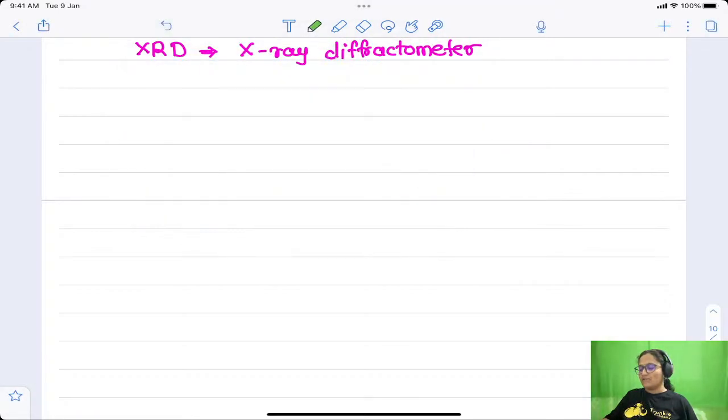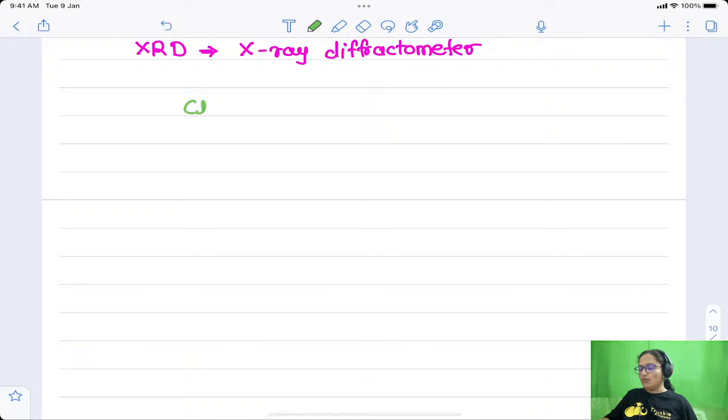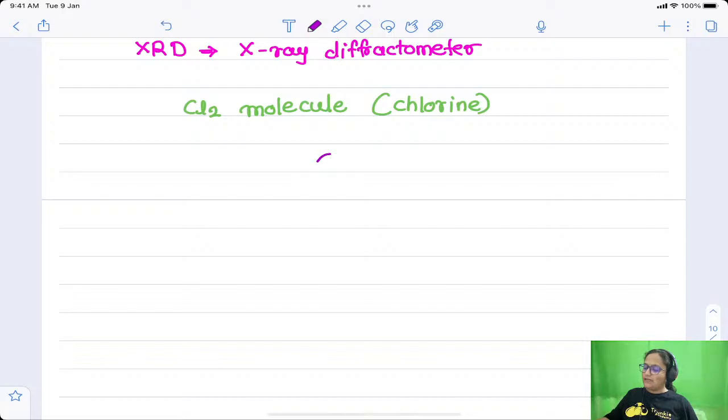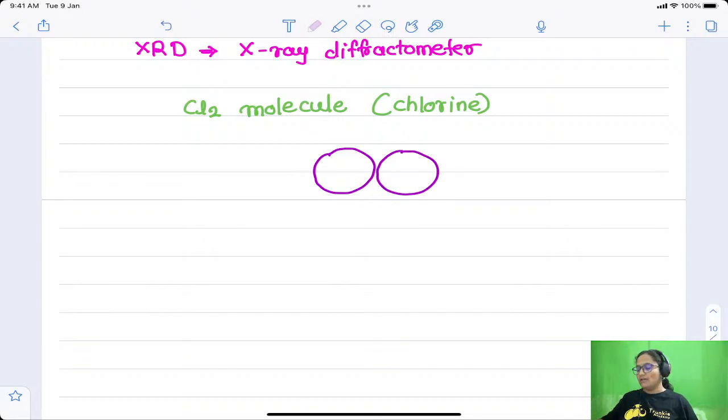So what is done? For example, the Cl2 molecule. Cl2 is nothing but the chlorine molecule. Cl is the symbol for chlorine. In this chlorine molecule, two chlorine atoms are connected to each other like this, right? This is one chlorine atom, this is the other chlorine atom. These two chlorine atoms are attached to each other.